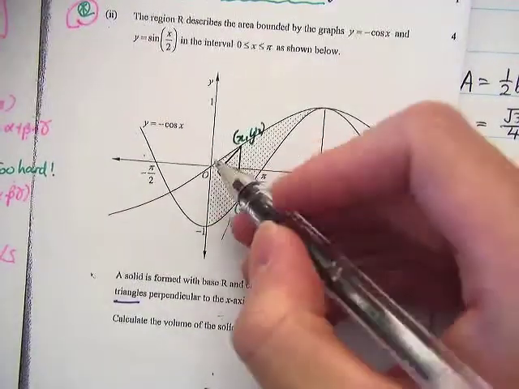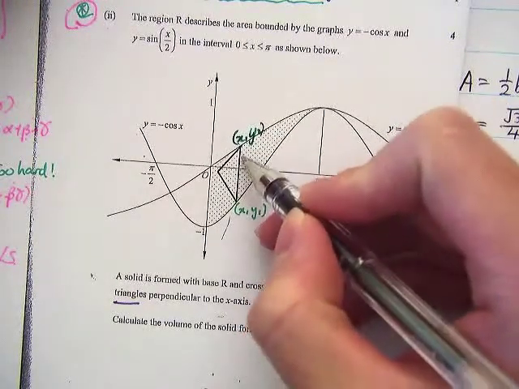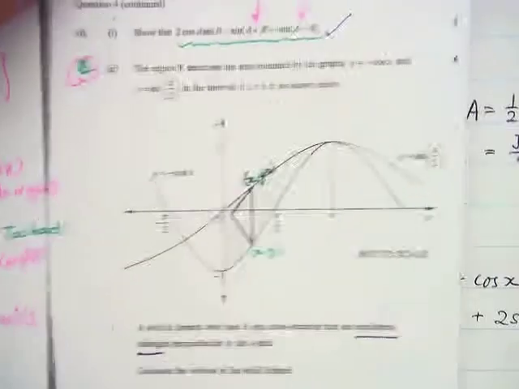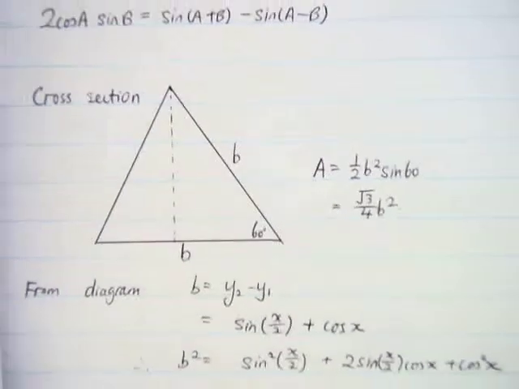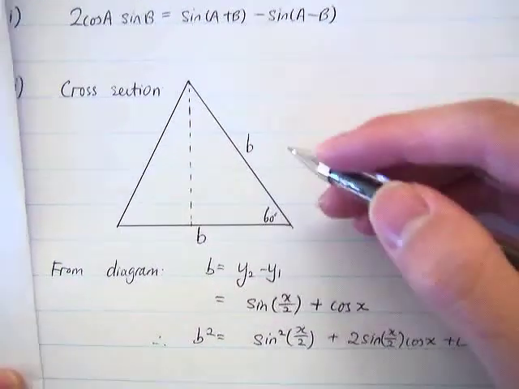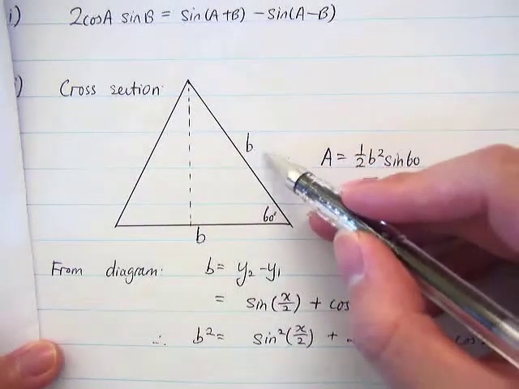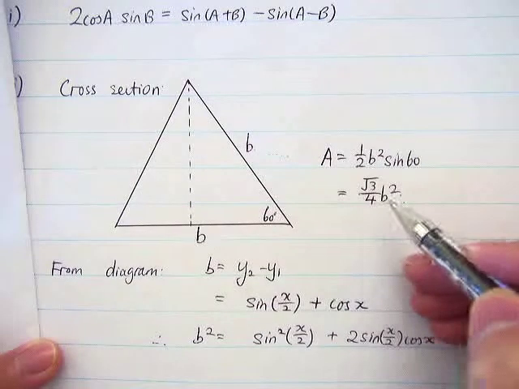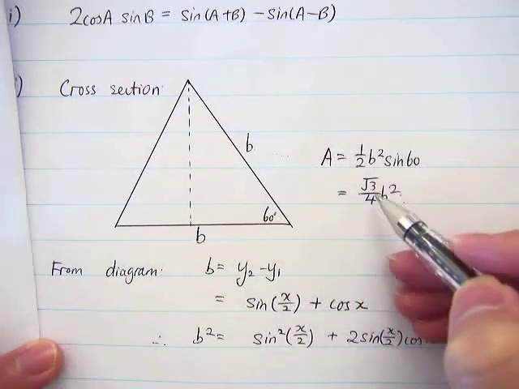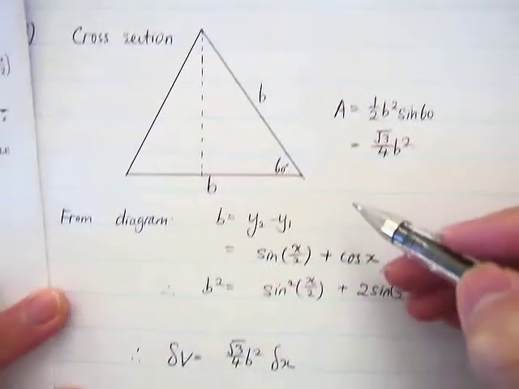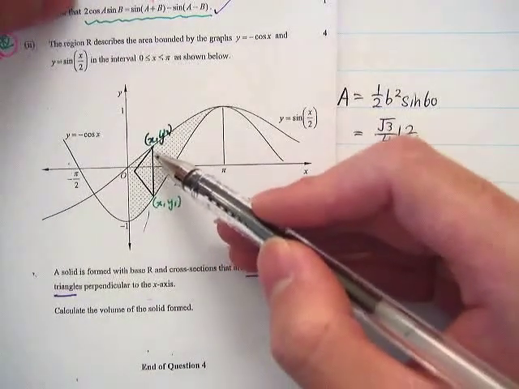Notice how the first thing I did was I labelled the coordinates of the 2 points that are of most interest to you. Secondly, I have drawn the cross-section of the volume we're trying to find, and the cross-section is an equilateral triangle. Now the easiest way to find the area of an equilateral triangle, if all you know is one of the sides, is through the sine formula, half b squared sine 60, giving you root 3 on 4 b squared.